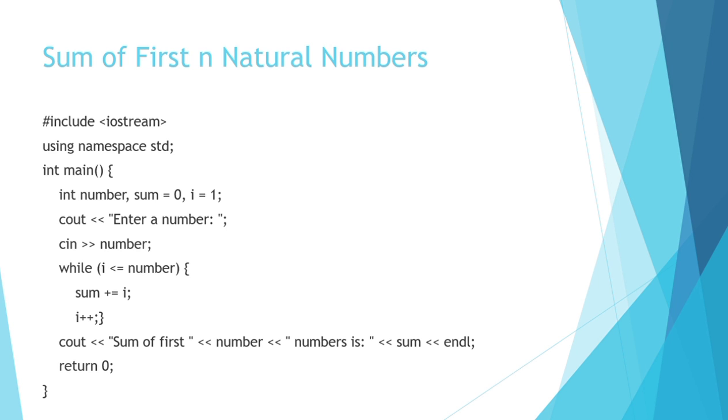i++. This line increments the value of i by 1 at the end of each iteration. It makes the program go to the next integer in the sequence, from 1 to n.